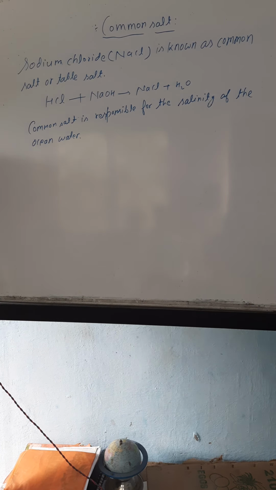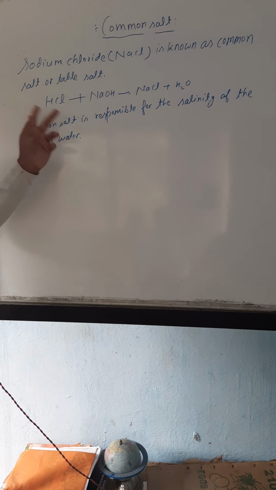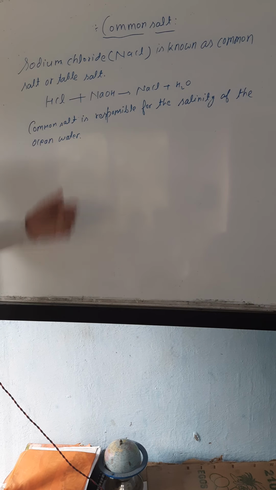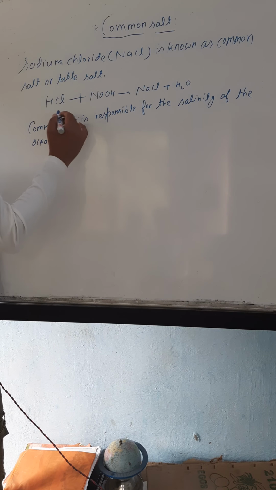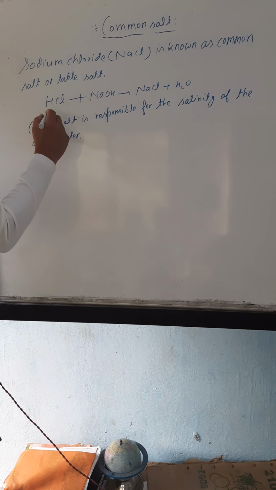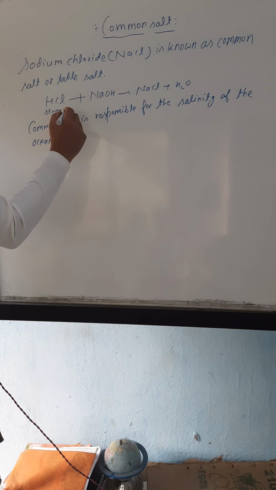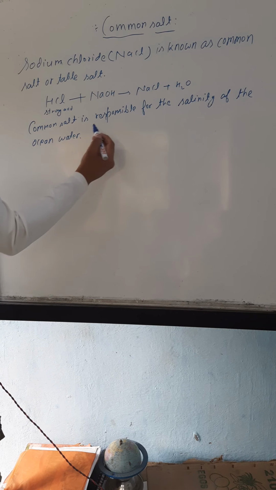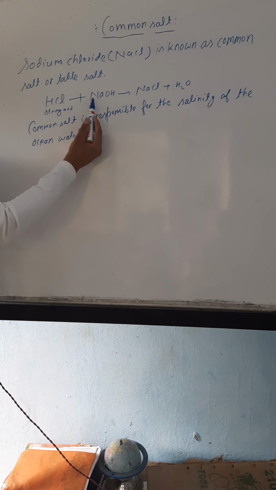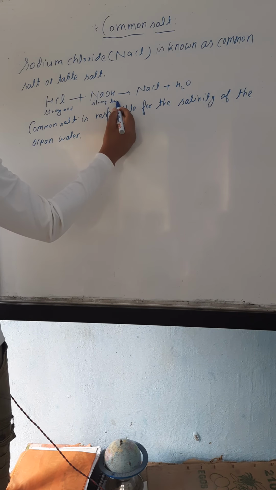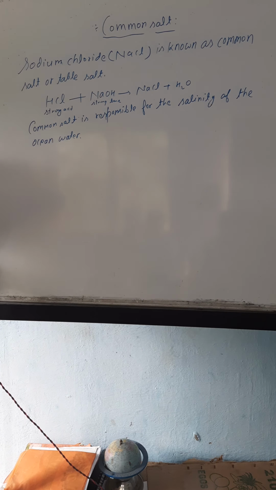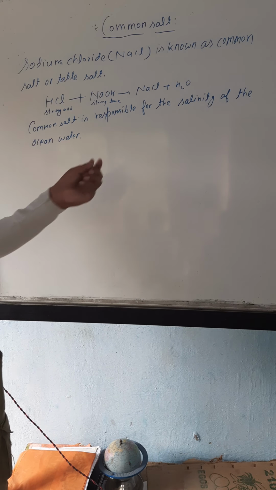Sodium chloride is known as the common salt, and it is formed by the neutralization reaction of HCl and NaOH. When HCl and NaOH react with each other, they form NaCl, the common salt. HCl is hydrochloric acid, and it is a strong acid. NaOH is sodium hydroxide, which is a strong base. When strong acids and strong bases react with each other, they form the salt.